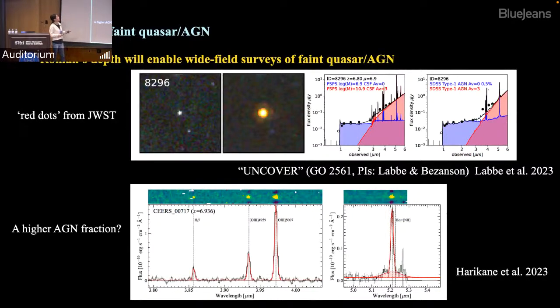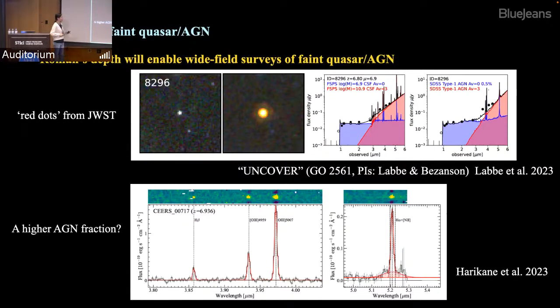So I also want to highlight some specific points. With Roman steps, we can also have wide field surveys of faint quasars and AGN, so we can look into the faint populations. Here is a question raised recently by JWST observations, the red dot and AGN fraction question. There are some red dots discovered in the JWST NIRCam images. For example, here we can see it's unresolved, and also the NIRCam SED can be well fitted with a type 1 AGN.